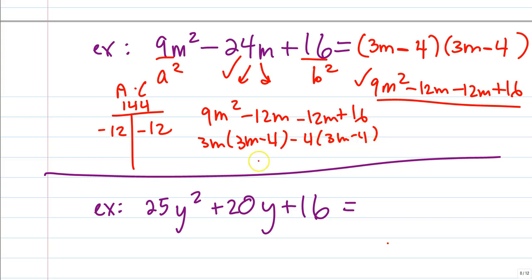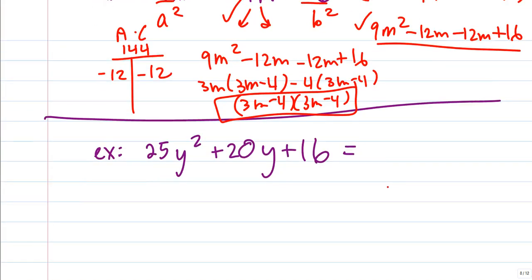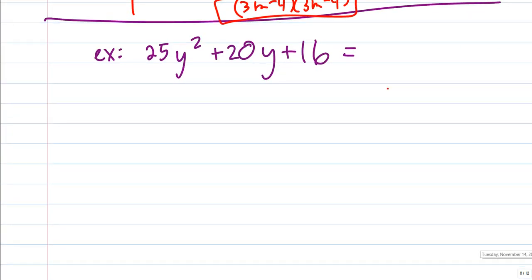So I end up with what? 3m minus 4 times 3m minus 4. That's a lot of work, but if you like AC factoring, you may like that better. But keep in mind, if there is a pattern, I would check it first. This one has a pattern. It's an a squared and a b squared.